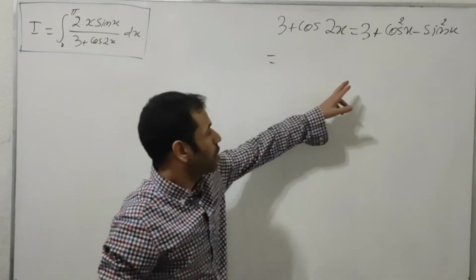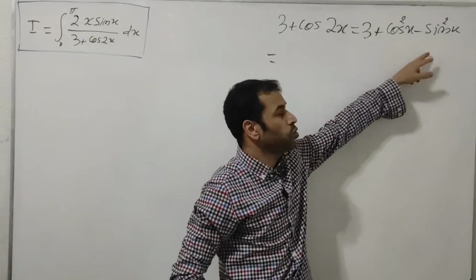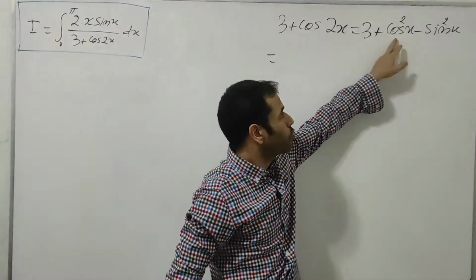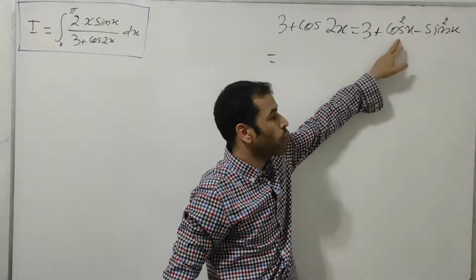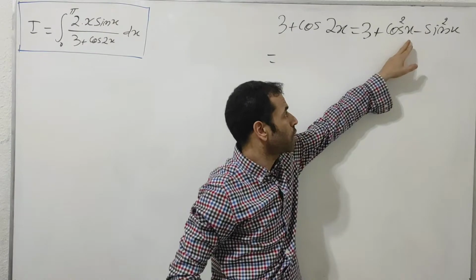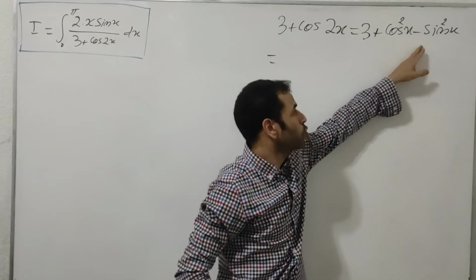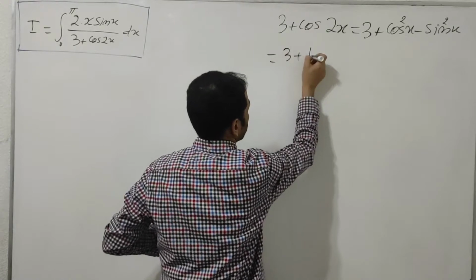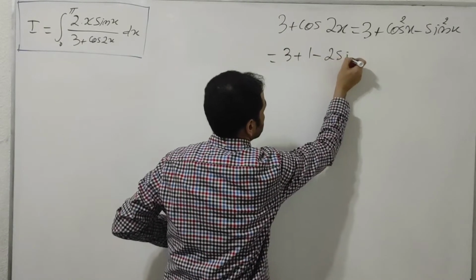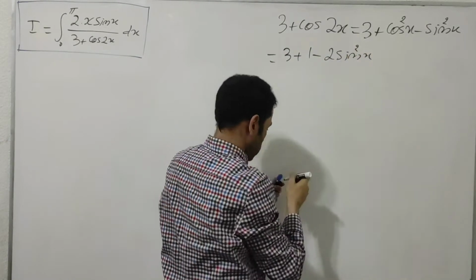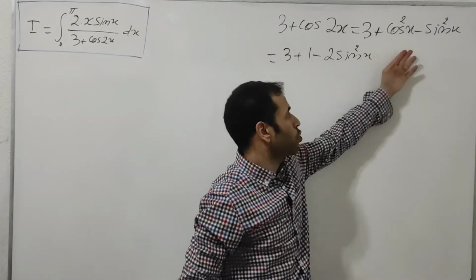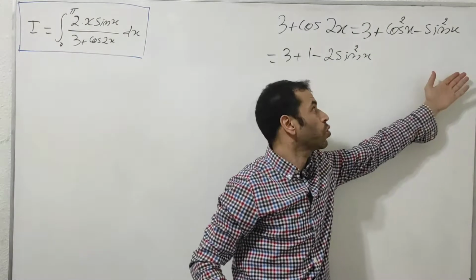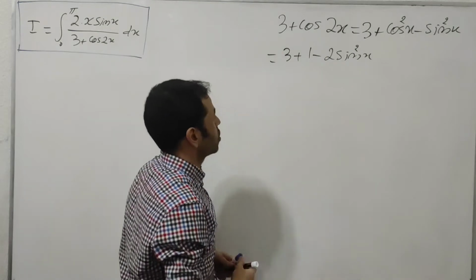Now I'm going to transform cosine into sine x. So cosine square x is the same as 1 minus sine square x, which gives 1 minus 2 times sine square x. So this one is given as 3 plus 1 minus 2 times sine square x, by applying cosine square plus sine square equal to 1. Okay, so it's very simple.